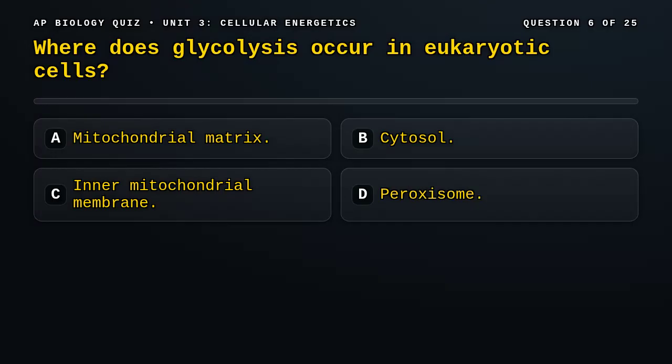Question 6. Where does glycolysis occur in eukaryotic cells? A. Mitochondrial matrix. B. Cytosol. C. Inner mitochondrial membrane. D. Peroxisome.